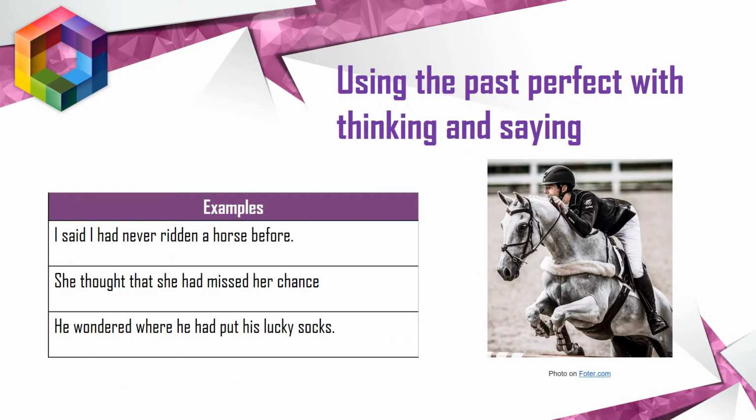The past perfect is often used in combination with verbs related to thinking and saying. As a result, you may see and use the past perfect in stories and narratives. For example, I said I had never ridden a horse before. She thought that she had missed her chance. He wondered where he had put his lucky socks.